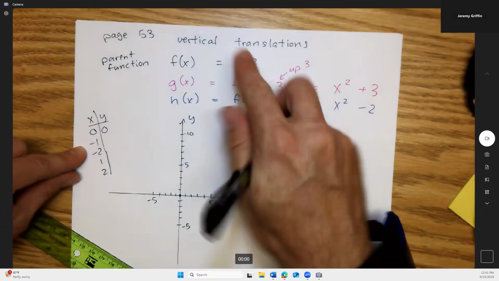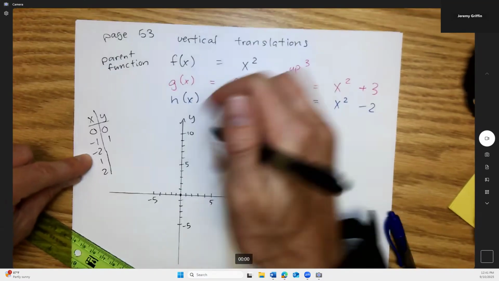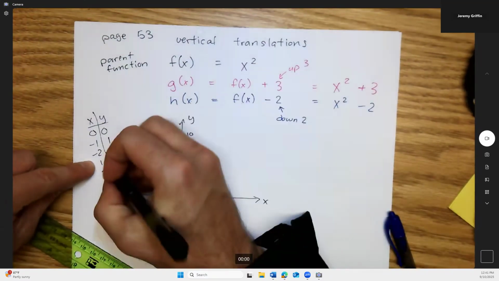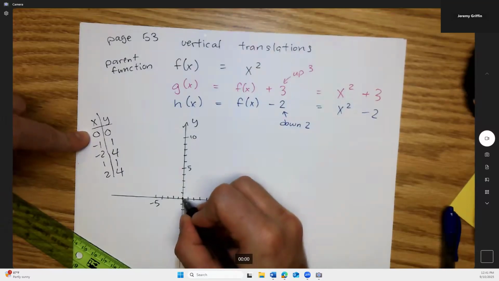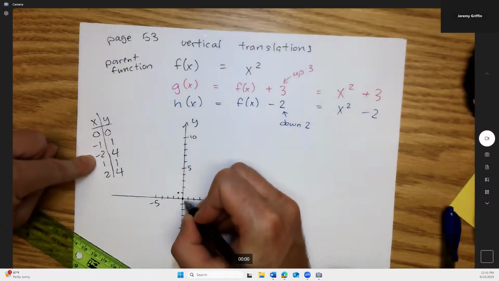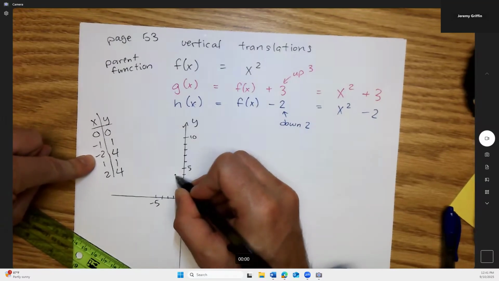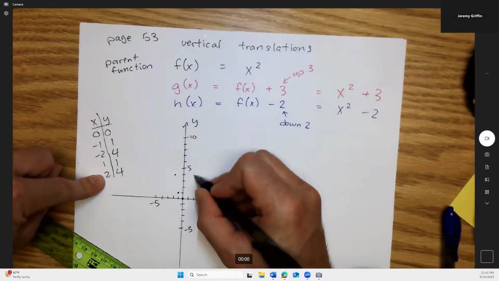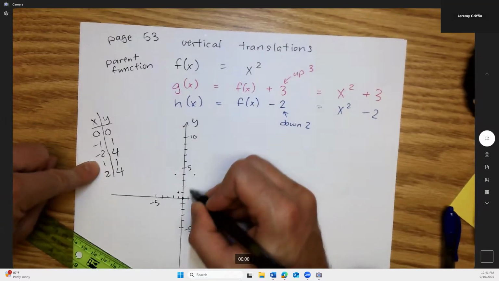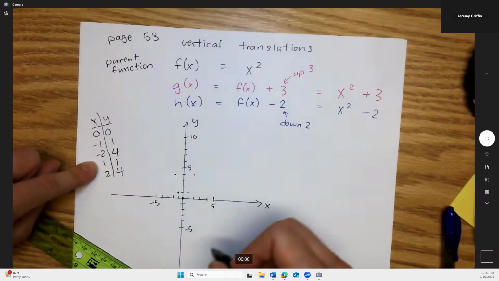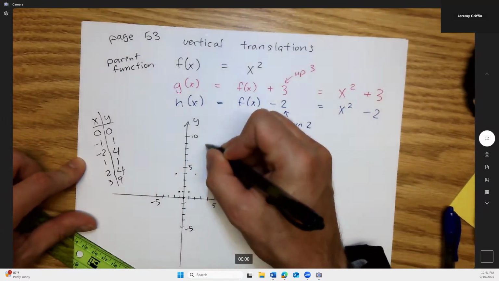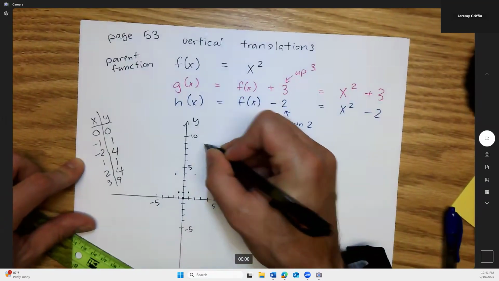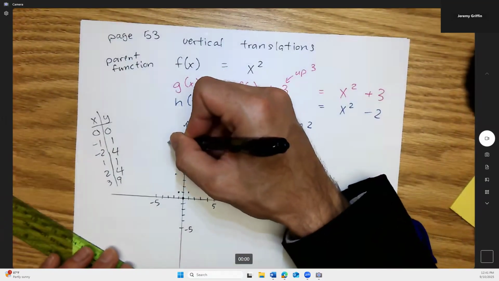So -1 squared is positive 1. -2 squared is positive 4. 1 squared is 1, 2 squared is 4. So I have some coordinates here: 0, 0, -1, 1, -2, 4, 2, 4. Oh, whoops, this is the one, 1, 1. If I throw in 3, 3 squared is 9, so 3, 9, I can fit that too. And then on the opposite side, -3, 9.